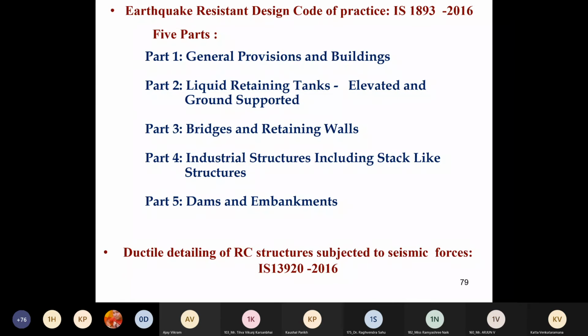So in this way, I explained some of the structural damage during past earthquakes, and also some of the ground failure and liquefaction effects on buildings. I think this is the last slide.